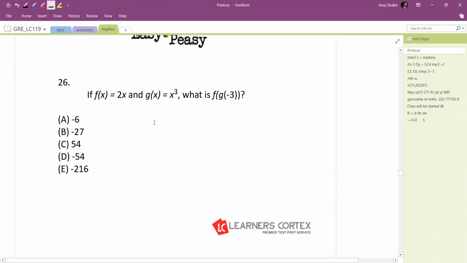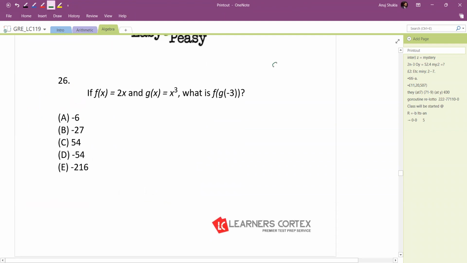Okay. Then with the same thing, find the answer for this in 30 seconds. Minus 54. So f of g of minus 3. First you will find g of minus 3. G of minus 3 is minus 3 whole cube, that is minus 27, and minus 20, f of minus 27. So minus 27 into 2, that is minus 54. That is D.